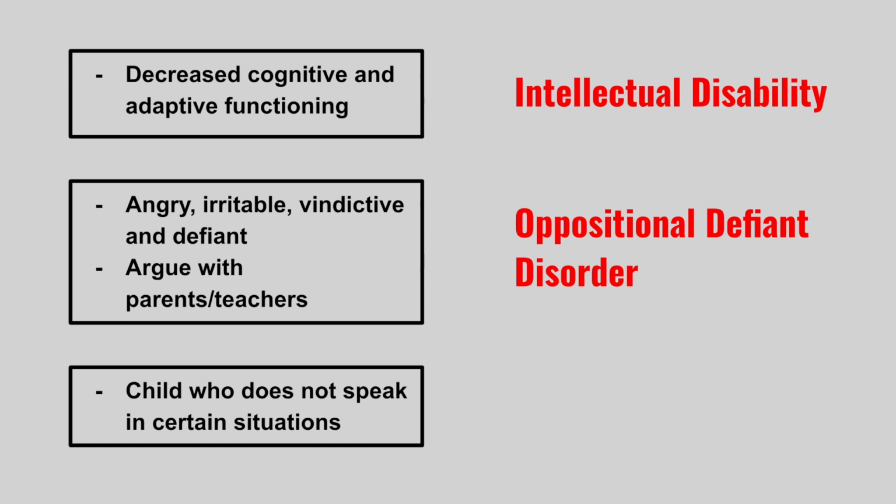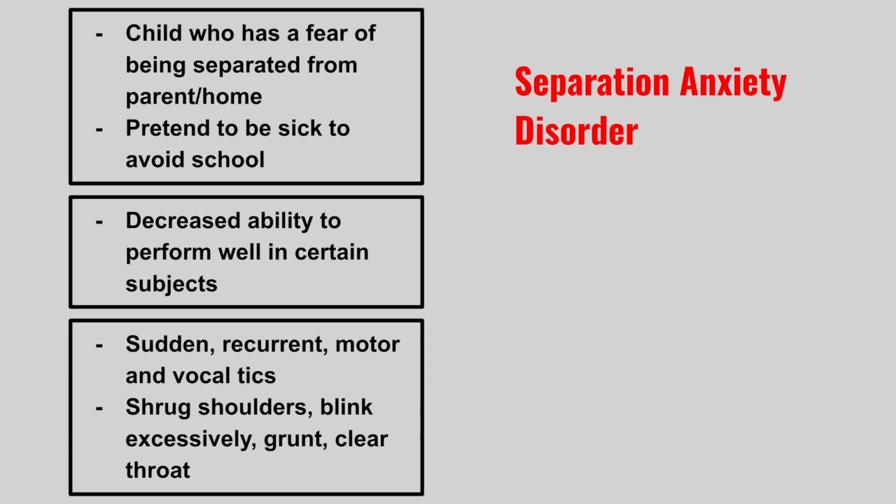Next, we have a patient who's a child who does not speak in certain situations. This is selective mutism. Often for this vignette, they'll mention a child who's really talkative at home, but the teachers say that the child doesn't speak at school. Next, we have a patient who's a child who has a fear of being separated from the parent or home, and they pretend to be sick to avoid school. This is separation anxiety disorder.